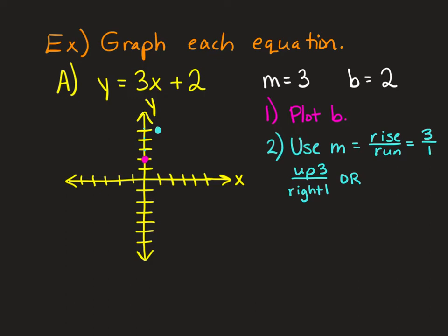We can also go the opposite direction. Negative 3 over negative 1, which is down 3, left 1. So starting at B, I can go down 3, 1, 2, 3, left 1, plot my point. I could keep extending that out. Down 3, 1, 2, 3, left 1, plot my point.